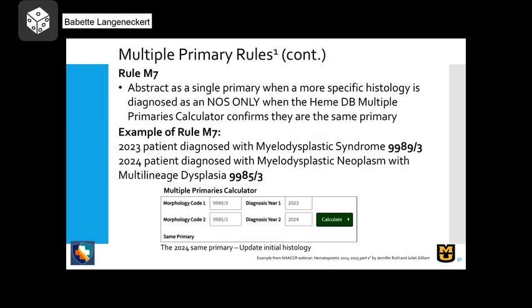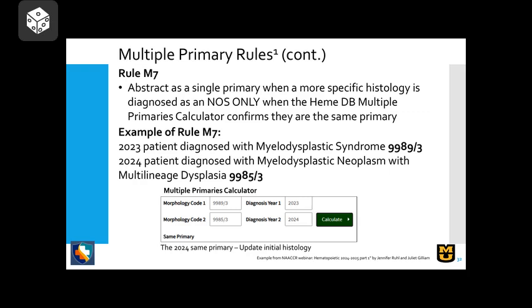We're going to skip rules M4 to M6 because they pertain to Hodgkin and non-Hodgkin lymphoma. Rule M7. Abstract as a single primary when a more specific histology is diagnosed as an NOS only when the Heme database multiple primaries calculator confirms they are the same primary. So, an example of Rule M7. In 2023, the patient is diagnosed with myelodysplastic syndrome 9989/3, which is a NOS, or not otherwise specified, diagnosis.